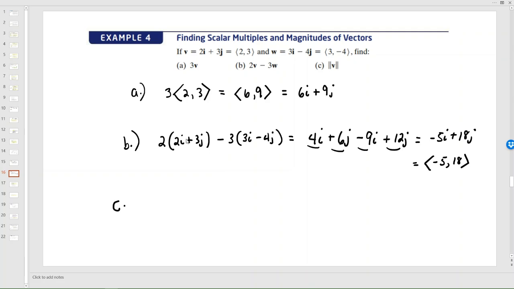Now C here, we finally get to figure out a magnitude from some vector. So we're going to take the magnitude of the vector v, and if we look back at the definition, that said, well, that's the square root of the a part squared. So that's going to be 2 squared plus the b part squared, so 3 squared. It's the square root of 13. That's the magnitude of this vector v.